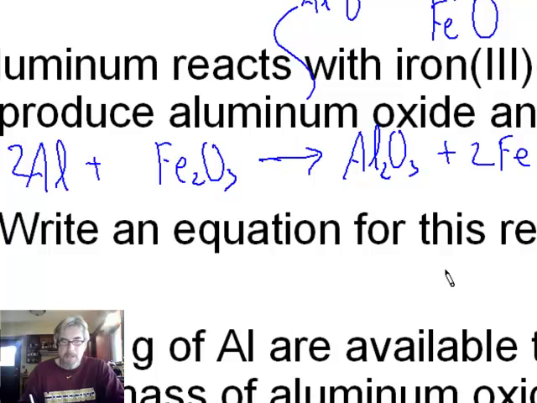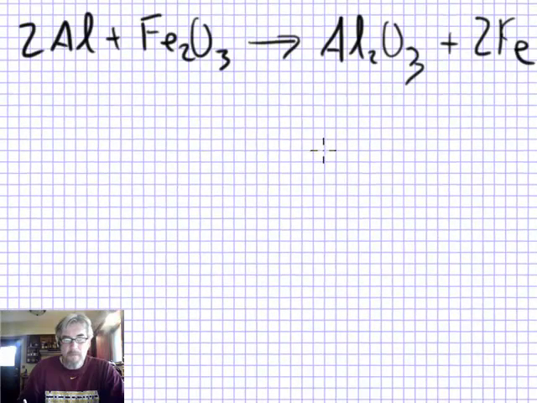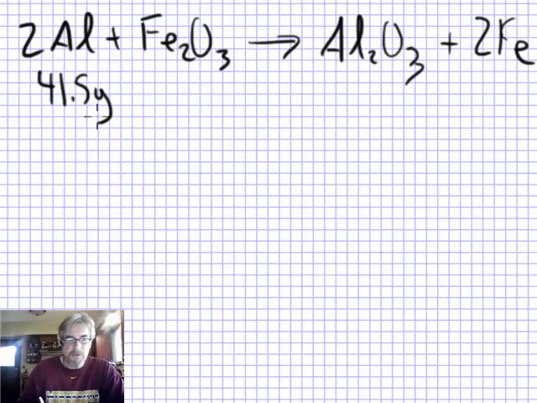Okay, next question: 41.5 grams of aluminum are available to react. What mass of aluminum oxide will be formed? Well, let's solve this. My balanced chemical equation I've reproduced up here, and here's the information given to me. I have 41.5 grams of aluminum available to react, and I want to know how many grams of aluminum oxide will be formed from this.